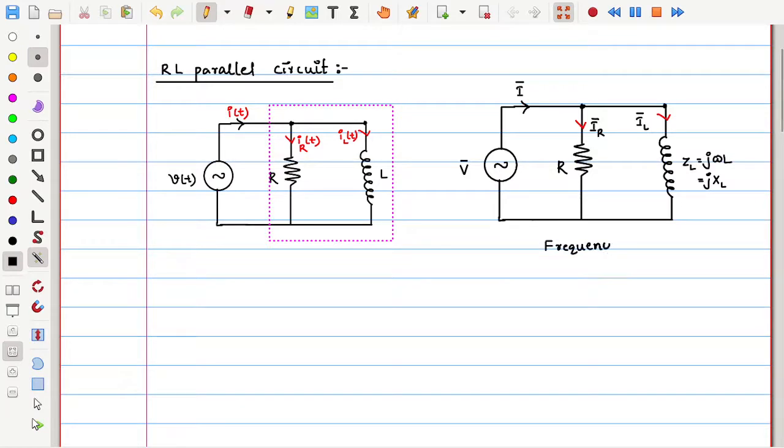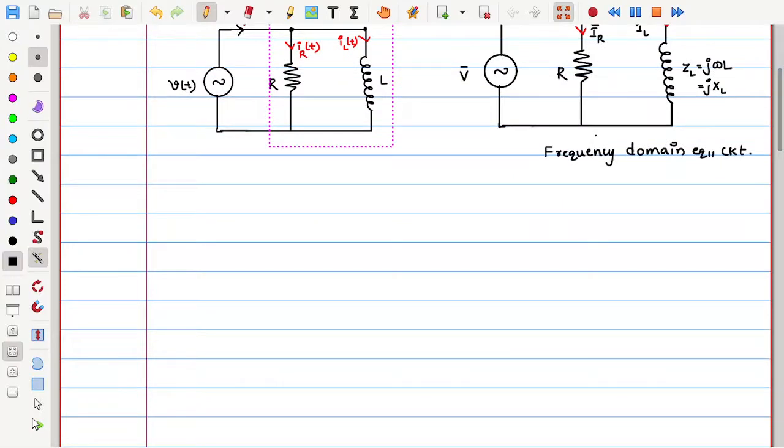So this is the frequency domain equivalent circuit. Preferably try to use this frequency domain equivalent circuit. From the given information, you can convert everything into phasor form, thereby getting the frequency domain equivalent circuit. Now we will do every analysis in this frequency domain.